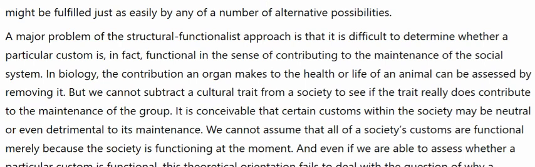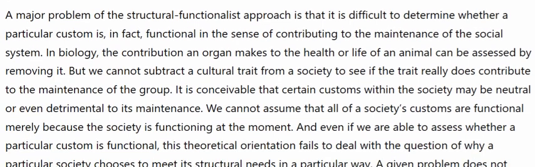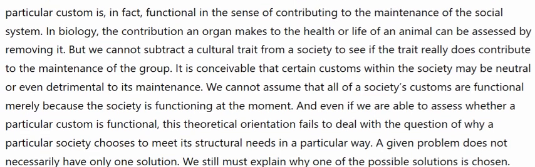A major problem of the structural functionalist approach is that it is difficult to determine whether a particular custom is, in fact, functional in the sense of contributing to the maintenance of the social system. In biology, the contribution an organ makes to the health or life of an animal can be assessed by removing it. But we cannot subtract a cultural trait from a society to see if the trait really does contribute to the maintenance of the group. It is conceivable that certain customs within the society may be neutral or even detrimental to its maintenance. We cannot assume that all of a society's customs are functional merely because the society is functioning at the moment.